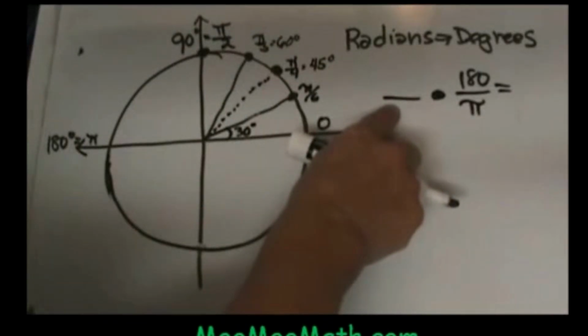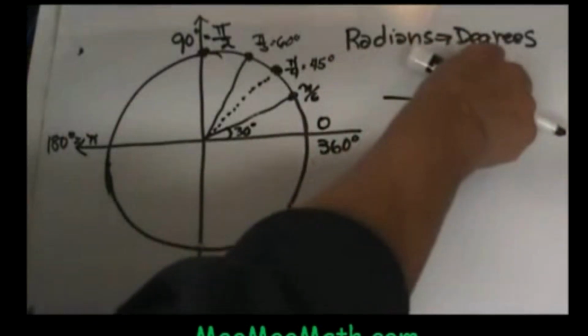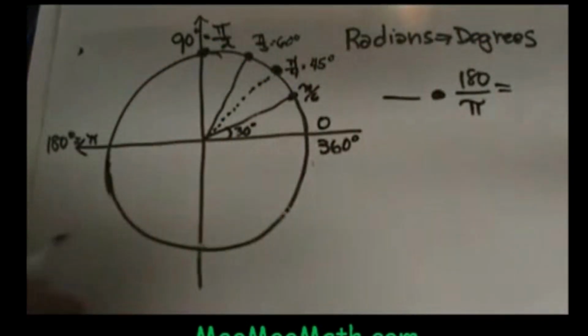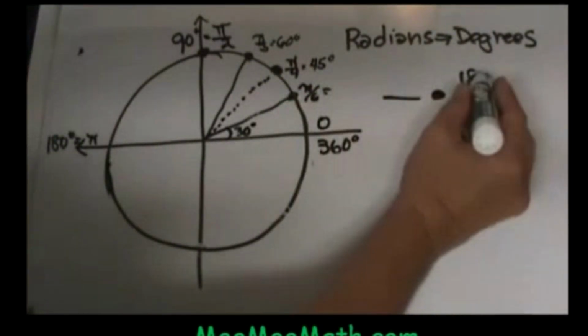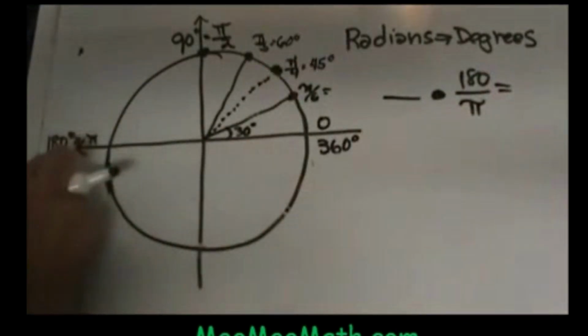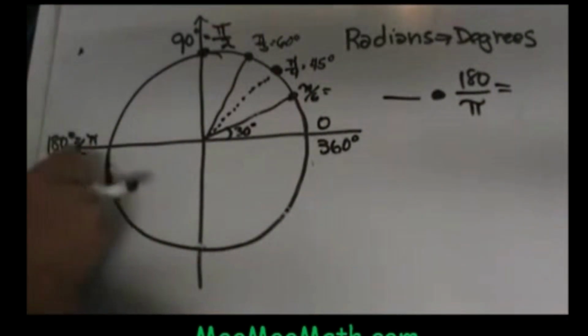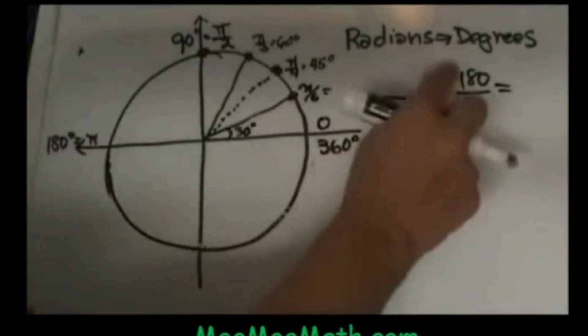If you're given the angle measure in radians, how do you switch it to degrees? Well, we're going to take the radian measure and multiply it by 180 over pi. That is the number 1, just in a different form. Notice that 180 degrees and pi are equal to each other. We're just converting from radians to degrees.